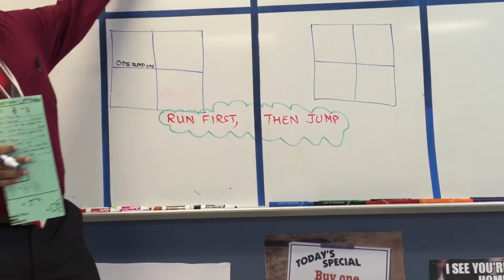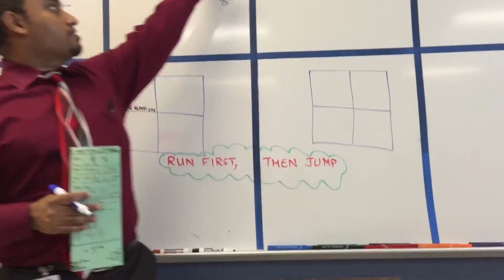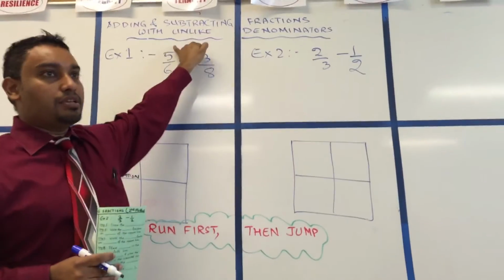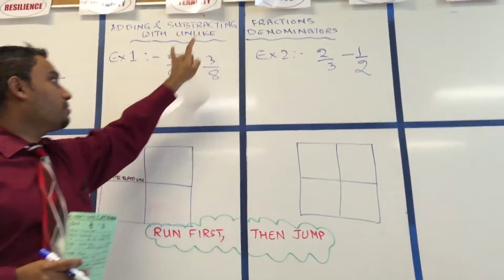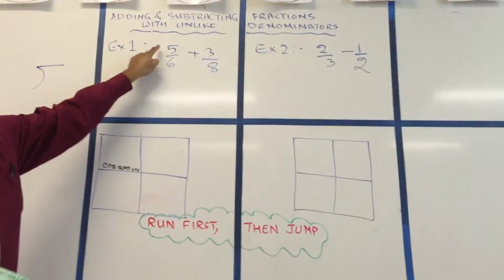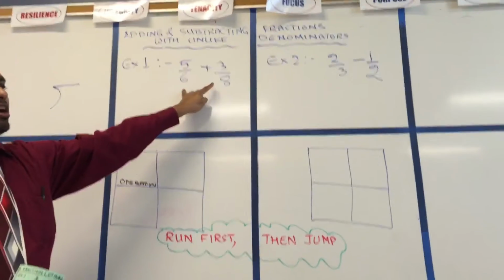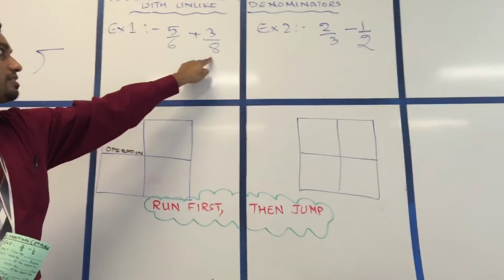Thank you. Well, today we are going to learn about adding and subtracting fractions with unlike denominators. Unlike means the denominators are not the same. So my example number 1 is 5/6 plus 3/8. As we check the denominators, they are not the same. One is a 6, the other one is 8.